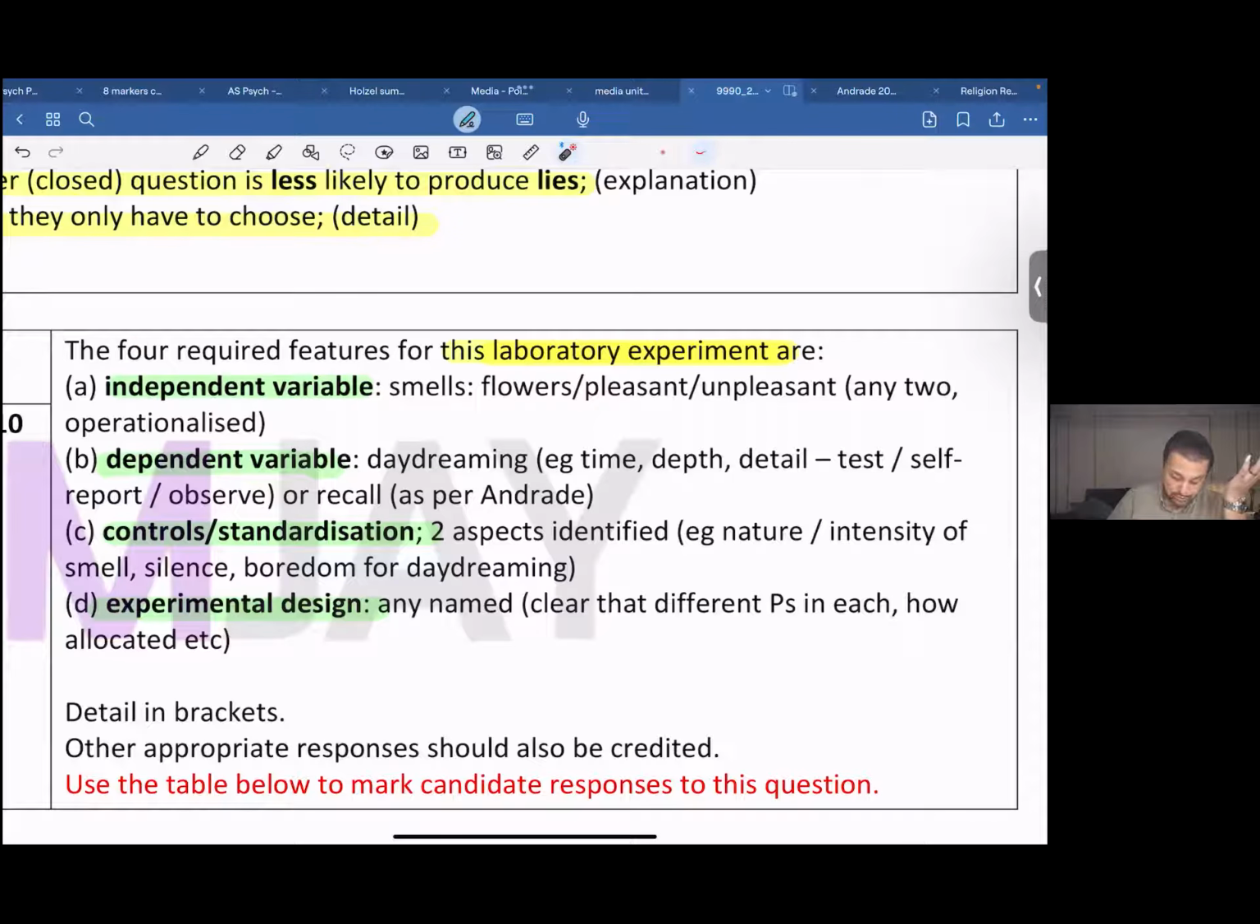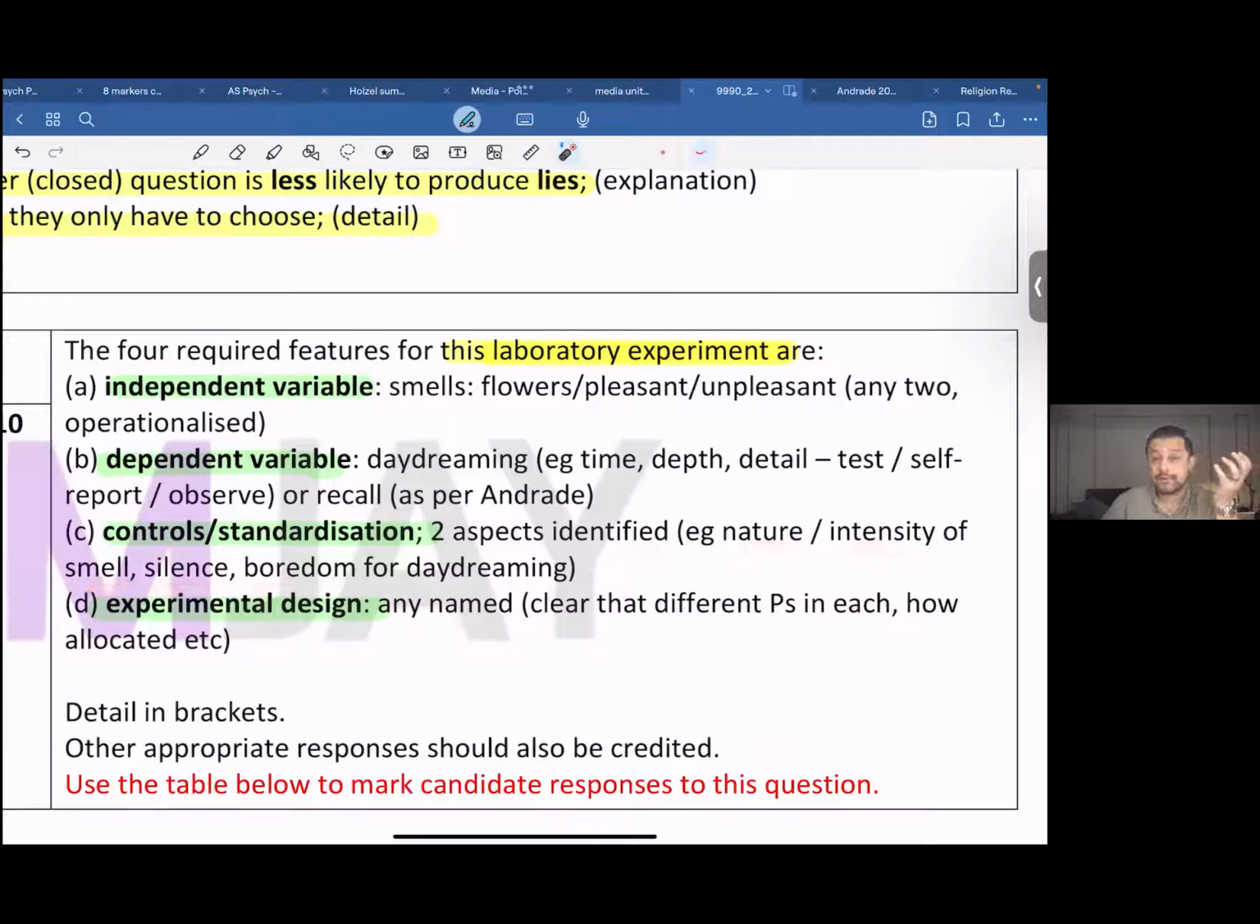You need to make sure you operationalize them. Operationalizing plays a very important role. Dependent variable could be in terms of daydreaming, which you could measure through the time, the depth, the detail. You could use a test, a self-report, observe, or a recall, just like Andrade did. Controls could be used, any two aspects identified, example, nature, intensity of smell, silence, boredom.